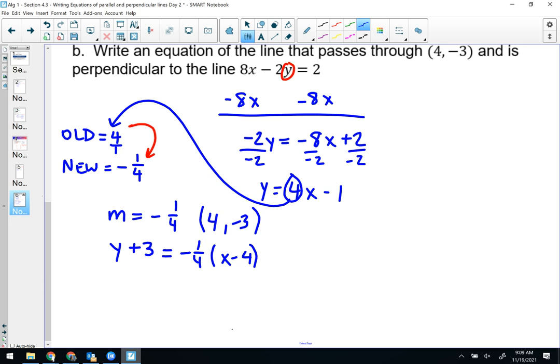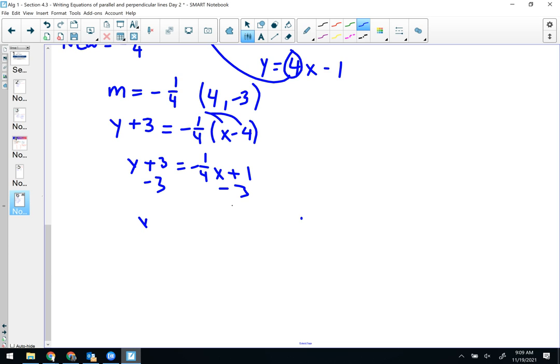And now let's solve for y. Let's distribute in the -1/4. -1/4 x, negative times a negative is a positive. 1/4 times 4 is a 1. And then I subtract the 3. So this becomes y is equal to negative 1/4 x minus 2.